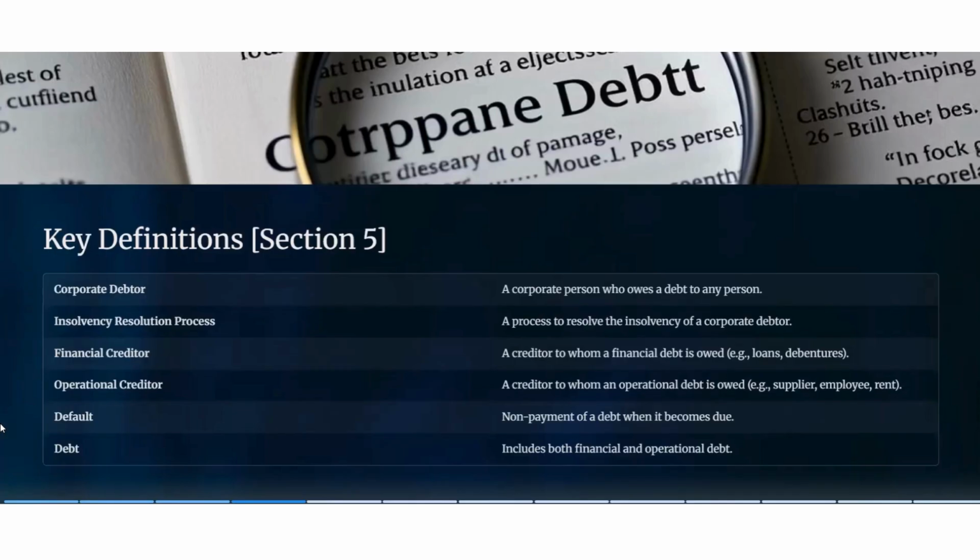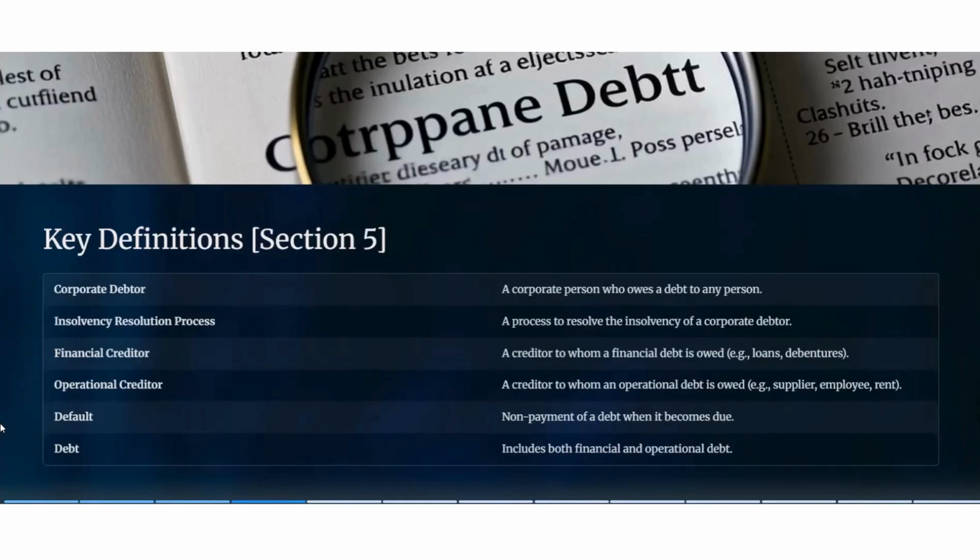Financial creditor: a creditor to whom a financial debt is owed, for example, loans, debentures, etc. Operational creditors play a vital role in making any project or any company formation. An operational creditor is a creditor to whom an operational debt is owed, for example, a supplier, employee, rent, people who are supplying goods, services, etc. They help out and facilitate operations through different means instead of giving them liquidity. They are called operational creditors.